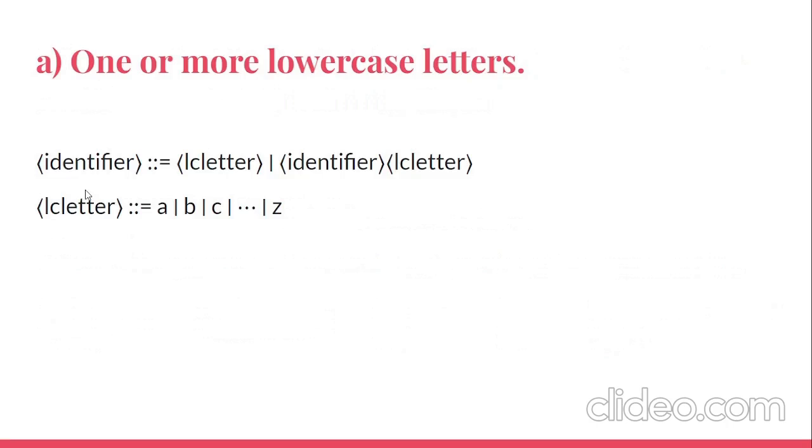The first one we are given is one or more lowercase letters. To represent one or more lowercase letters, we can replace identifier directly with a letter as we can only have one letter, and if we have more we can recursively call this non-terminal again with a lowercase letter, and lowercase letter will be replaced with a to z, any small lowercase letter. So this is the Backus-Naur form grammar for this.